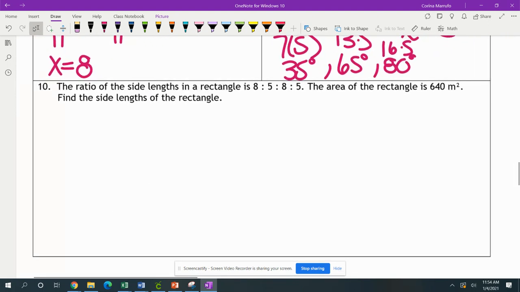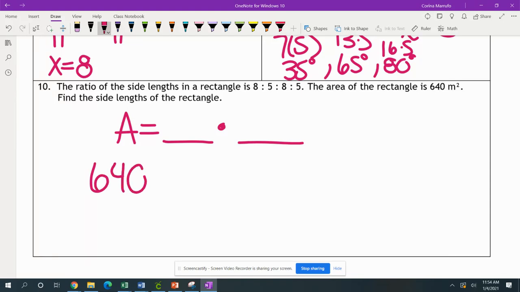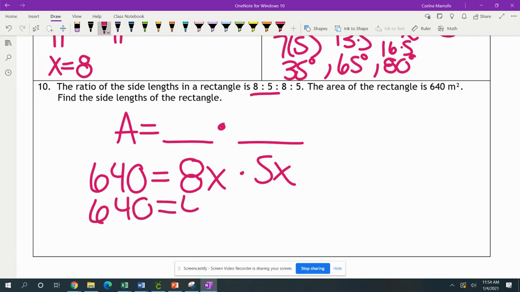The last one, it says the ratio of the side lengths in a rectangle is 8 to 5 to 8 to 5. The area of the rectangle is 640 meters. So remember, when we have area, we have to take the length and multiply it times the width. Okay. Now we know that the area is 640. We don't know the length and the width, but we do know that it is 8x times 5x, because it's 8 to 5, 8 to 5. Okay, so we're multiplying because we're looking for area. So 8 times 5 gives us 40, x times x gives us x squared. So we go ahead and divide this by 40.